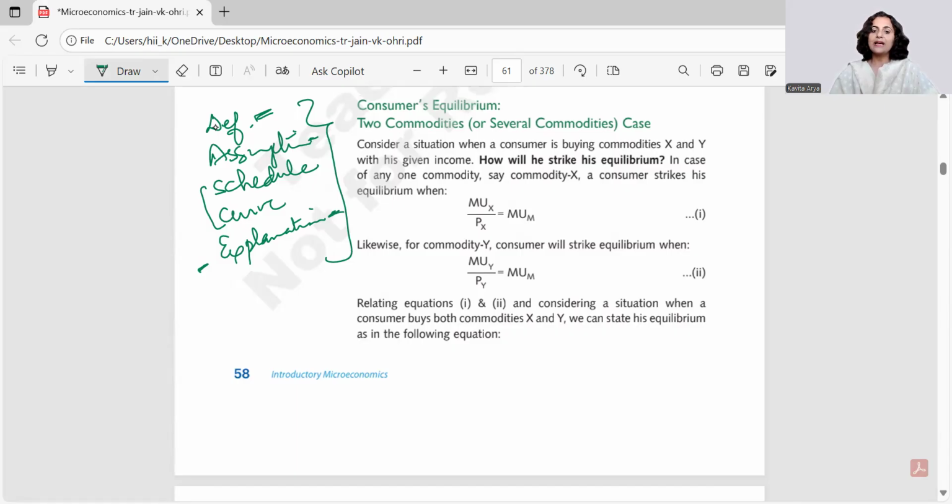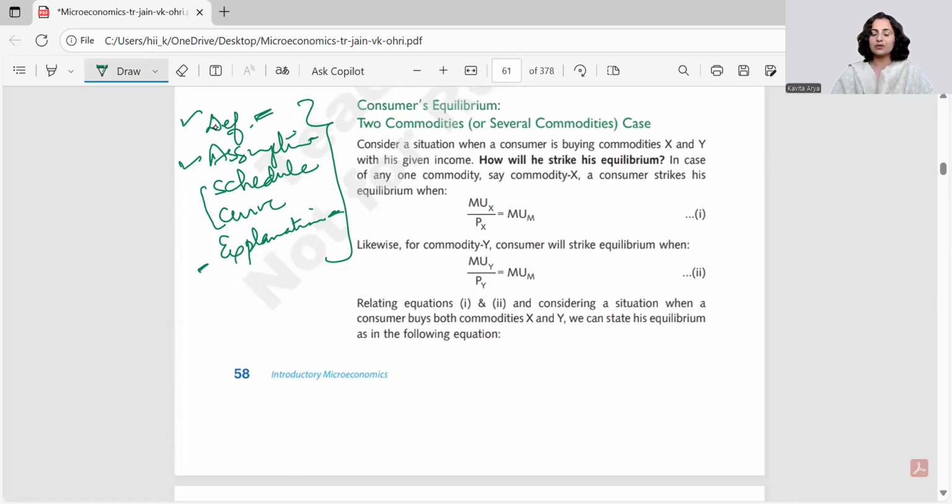As we talked about the one commodity case, exactly the same definition and assumptions would go. We'll say it is the situation where the consumer gets maximum satisfaction and doesn't have any tendency to change his consumption behavior because he's stable. He's satisfied the most. So this is the definition. Here in the two commodity case, you may just add on: while buying two commodities X and Y. Assumptions again remain the same.